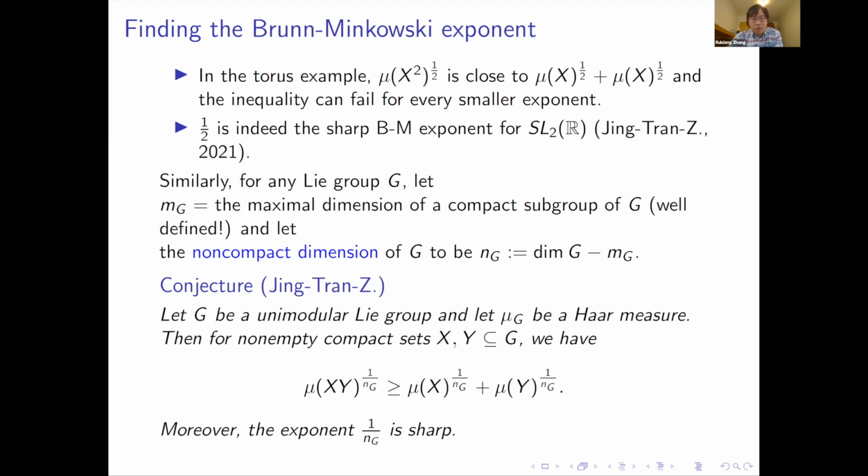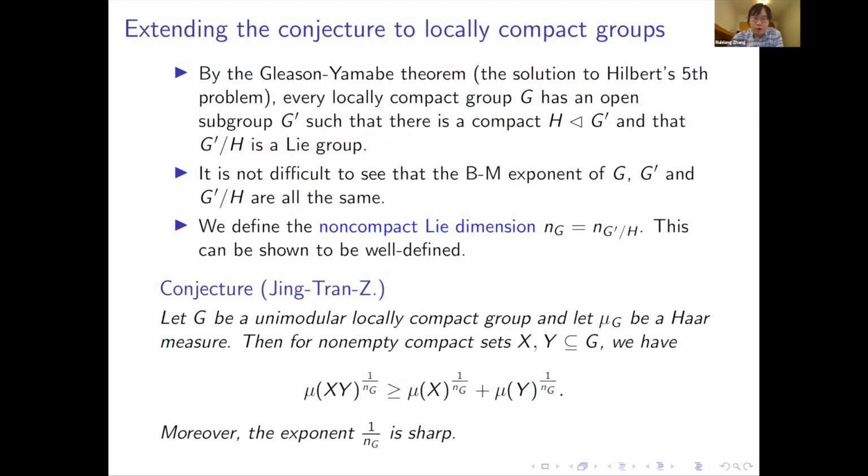And what about general groups? You'll see that the problem for general locally compact groups is closely related to that of Lie groups because of a very non-trivial theorem called the Gleason-Yamabe theorem. It actually is a solution to Hilbert's fifth problem.